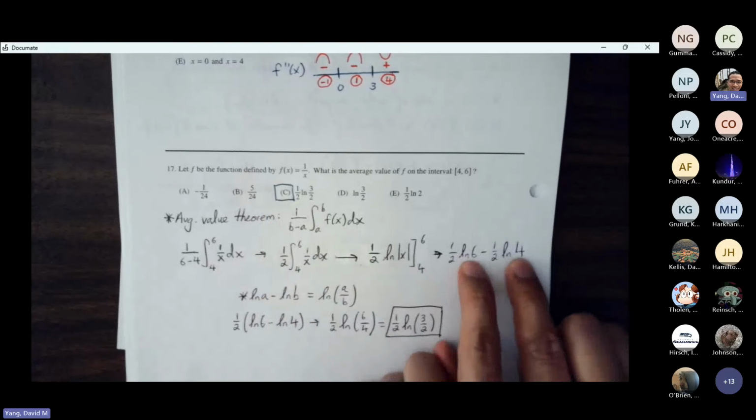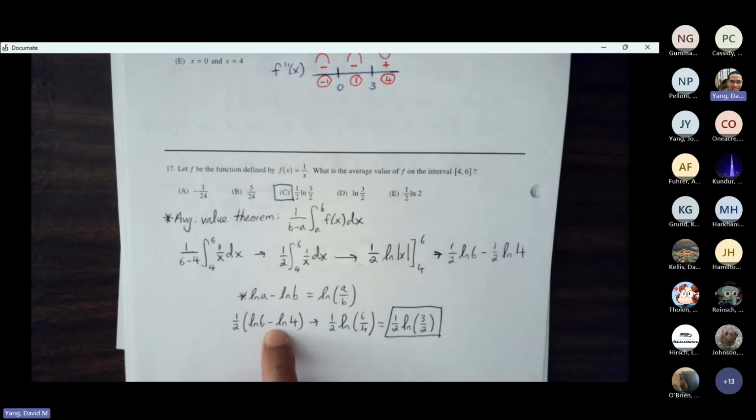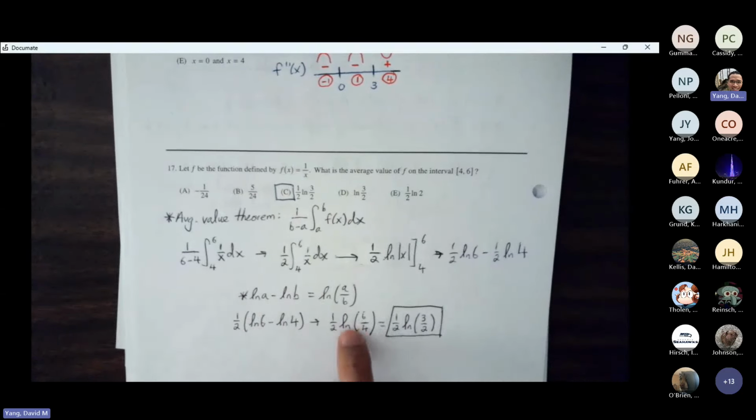choice here. So if I factor that 1/2 out, I can say natural log of 6 minus natural log of 4. And if I have natural log of a minus natural log of b, I can condense that to be natural log of a over b. And that 6 over 4 can be reduced to be 3/2.